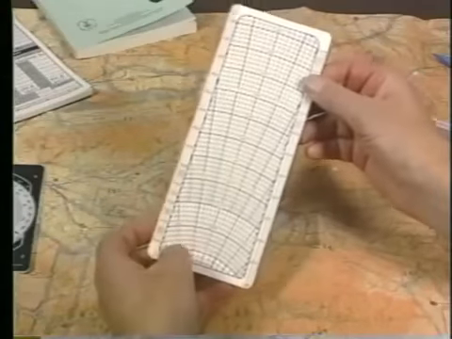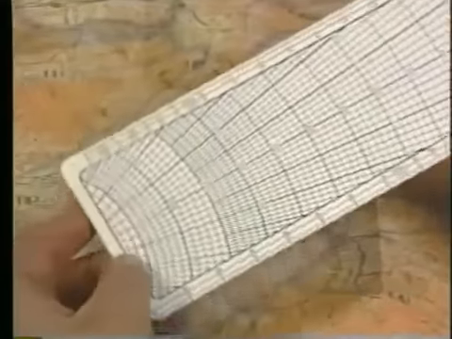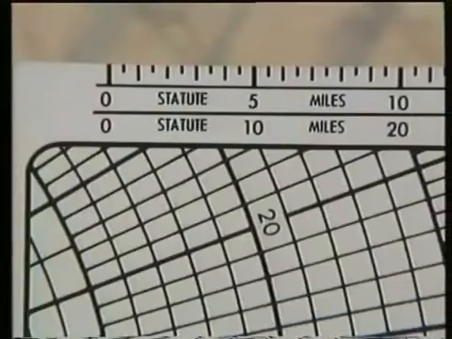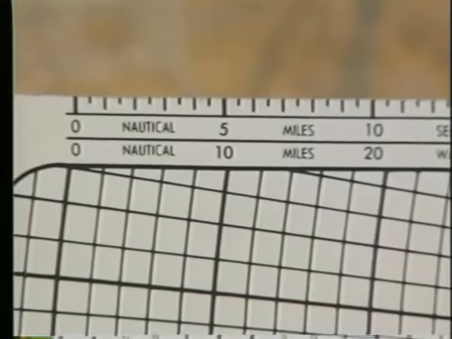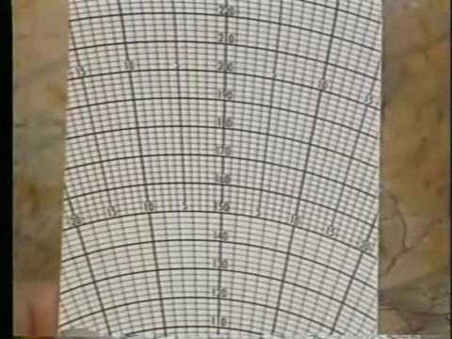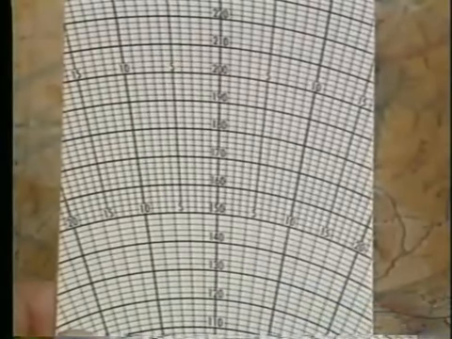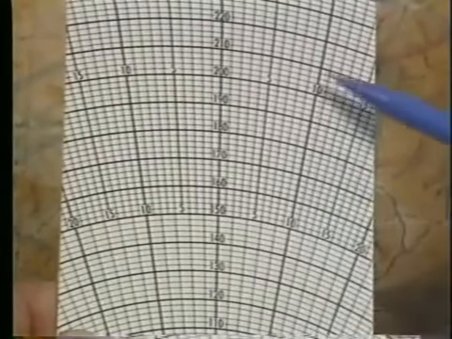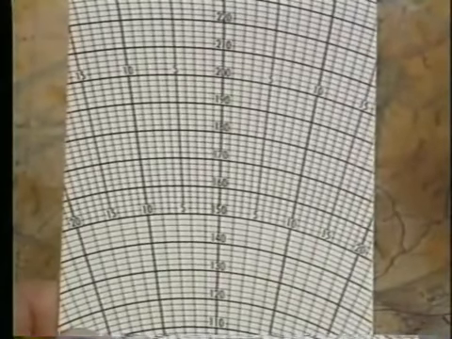Notice that the grid is printed on both sides. The high-speed side is used mainly for solving problems at jet speeds. There is also a statute and nautical mile scale, which can be used on sectional and WAC charts. The low-speed side of the scale is used for aircraft flying at lower speeds. It contains concentric arcs, which represent speed and straight lines radiating from a central point, which represent degrees right or left of the center line.